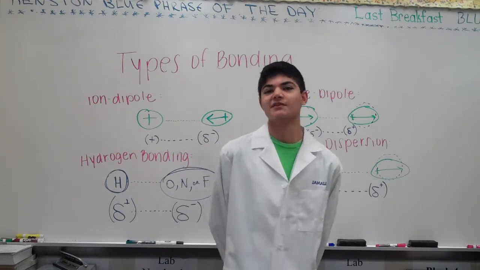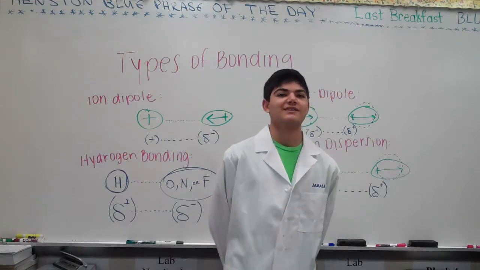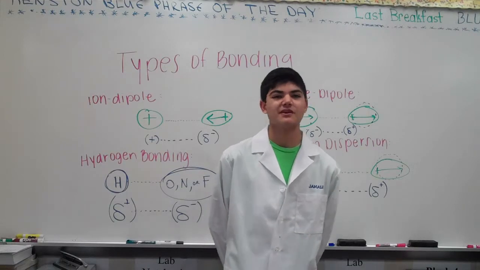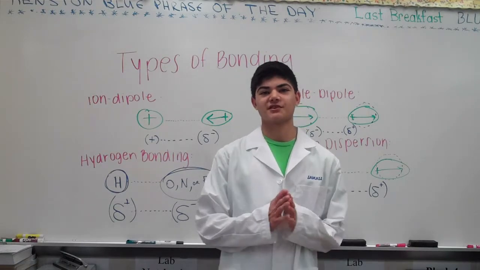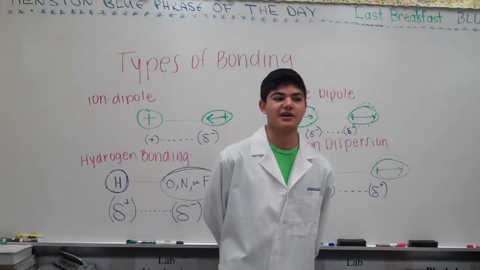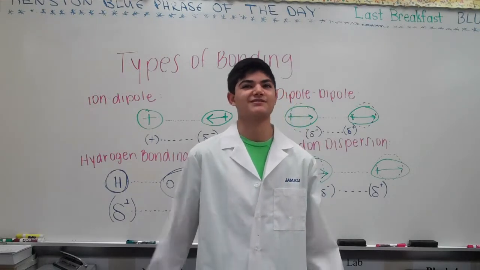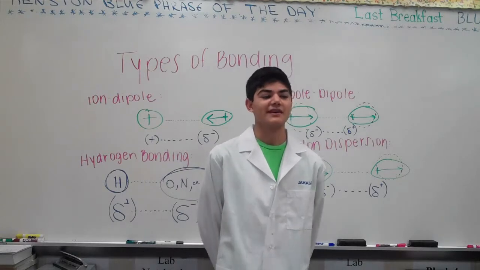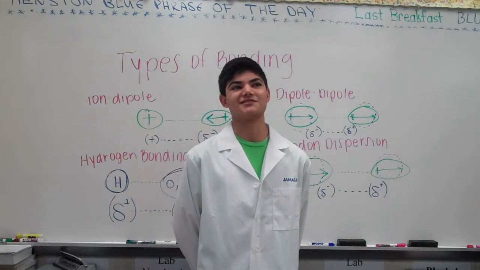Next is hydrogen bonding. It only exists between hydrogen and nitrogen, fluorine, or oxygen. It's the second strongest force, and you can see this pretty easily when it comes to water. The forces hold together pretty easily. They're pretty strong. Next is dipole-dipole forces, where a polar dipole is attracted to another dipole. The next is London dispersion forces. These are the weakest force.